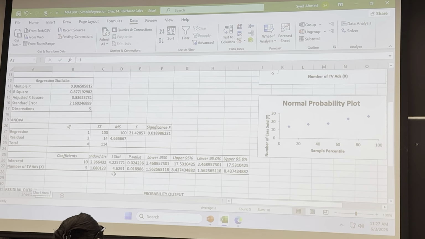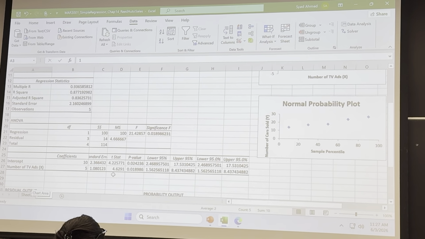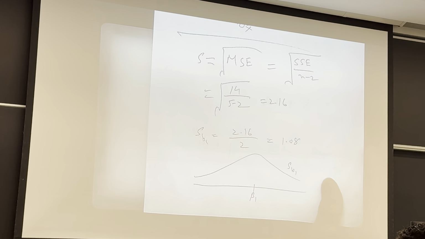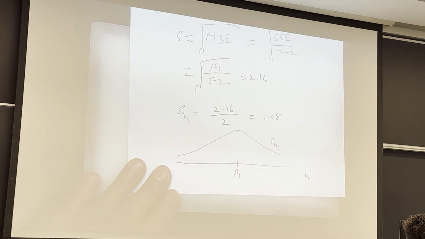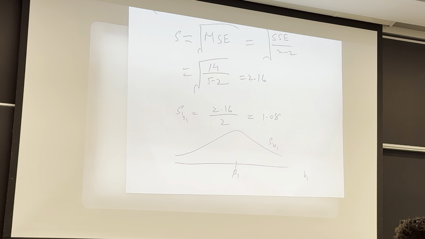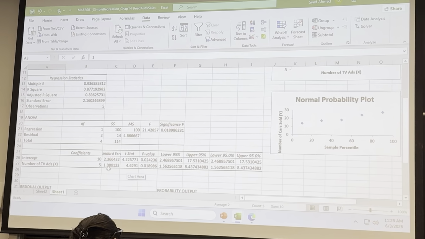Can you tell me what was the standard deviation of the sample slope? We did it, we calculated it. You have to look at your notes. What was the standard deviation of the sample slope? Just go back a few pages in your PowerPoint slides. We did it manually. See here, I wrote it down. 1.08. Where do you see it? You see it over here.